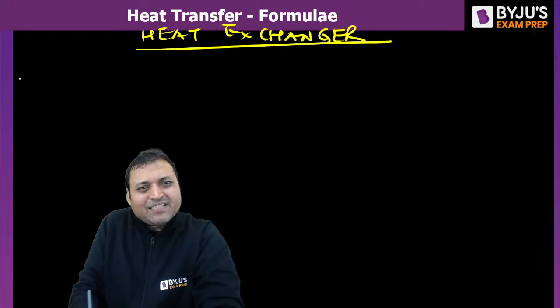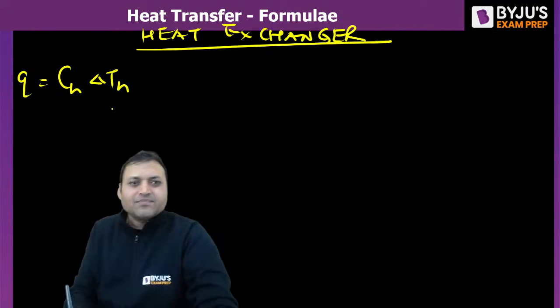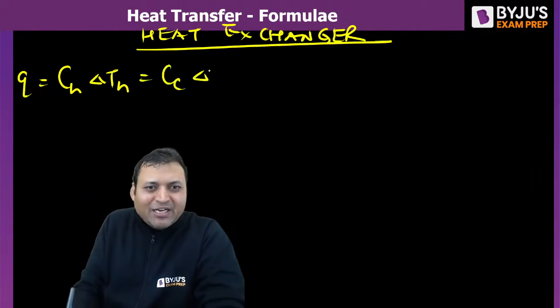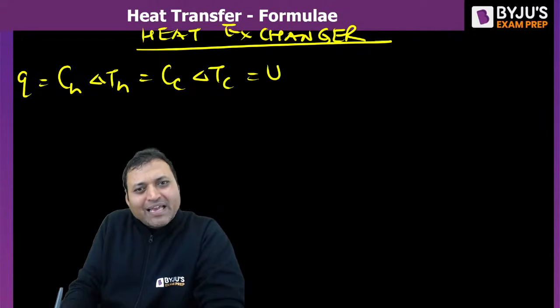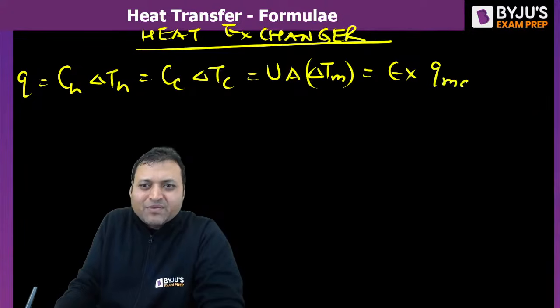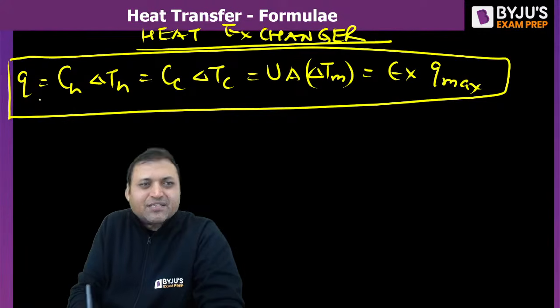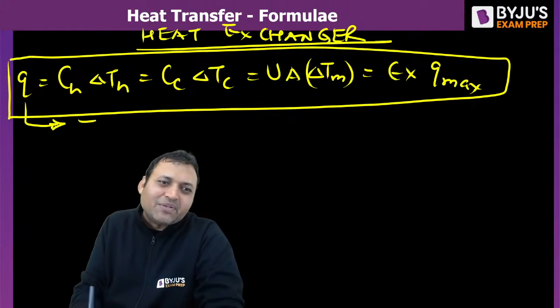Next is heat exchanger. Q is given by CH into delta TH, or we can write Cc into delta Tc, or we can write U into A into delta Tm, or we can write effectiveness into Q maximum. That is how we can find out the thermal capacity of the heat exchanger.